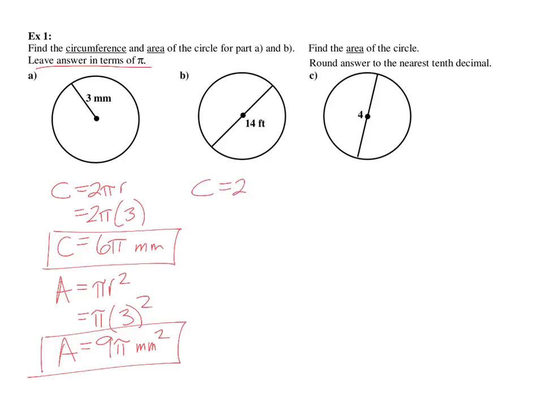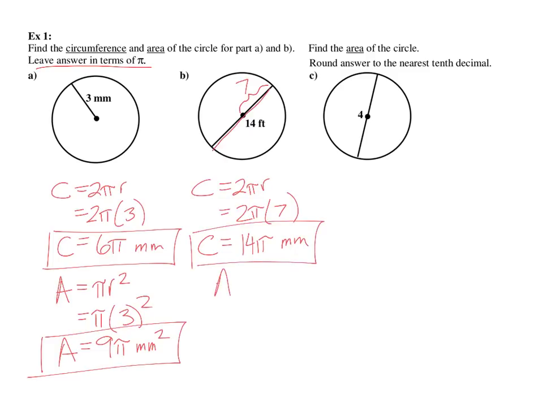Circumference is equal to 2 pi r. Now, r in this case is half the diameter. This is the diameter, 14. I want the radius, which is 7. So I plug in 7, and now I have 14 pi. And that's millimeters.